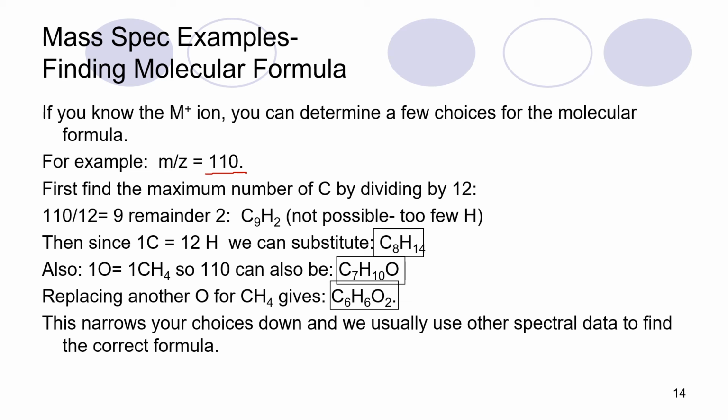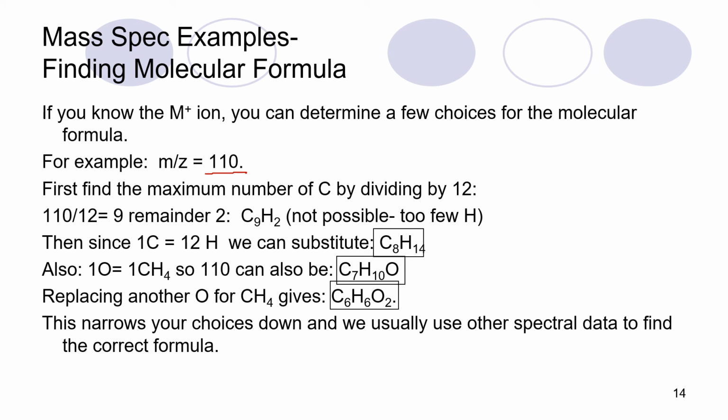Well, that doesn't seem like a very likely molecule, because we learned about unsaturations, and you can't have that many unsaturations. So that's not a possible molecule. But remember that each carbon has a mass of 12, so that's equivalent to 12 hydrogen. So what if we take away 1 carbon and add 12 hydrogen? So that would be C8H14. That's a very reasonable compound.